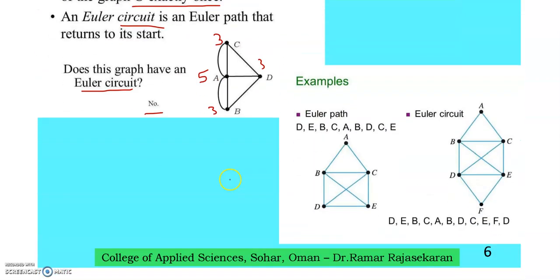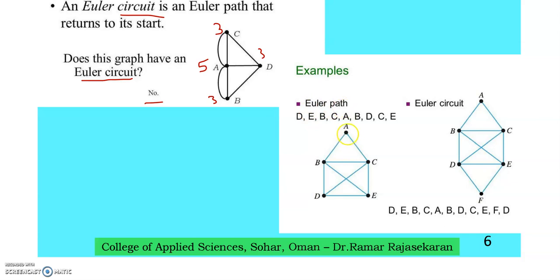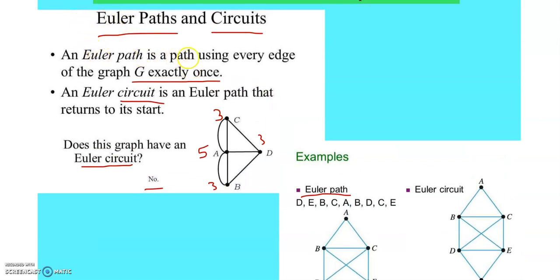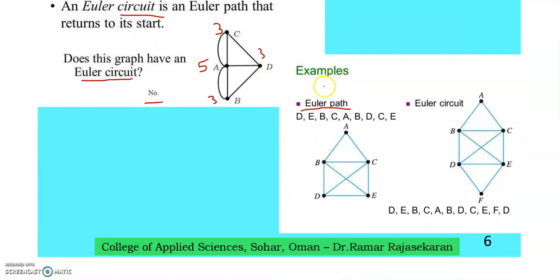Okay, now see this example. This is the graph. Here, what is the Euler path? An Euler path is a path using every edge of the graph G exactly once. You have to write a path. Path means you write the vertices. What are adjacent? You can write next, which means D. For example, I am drawing here D, E, B, C.